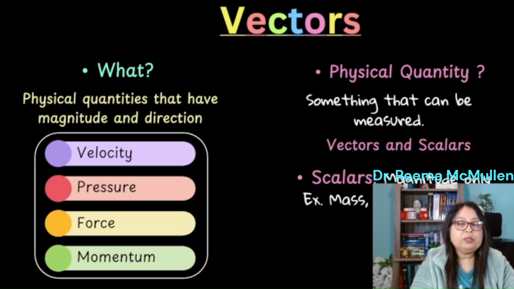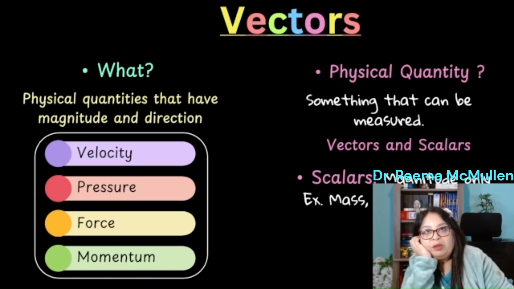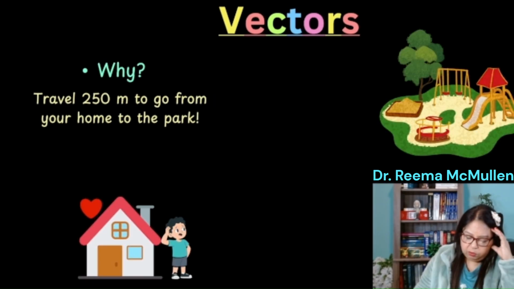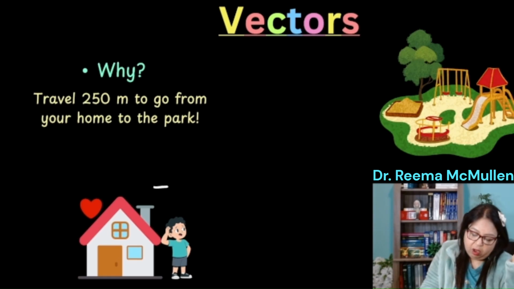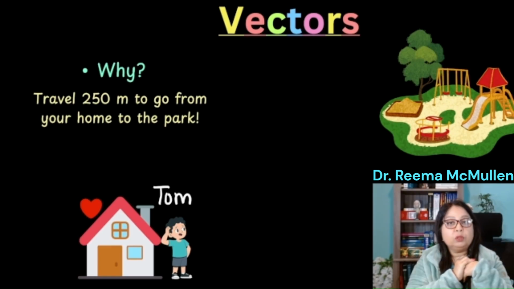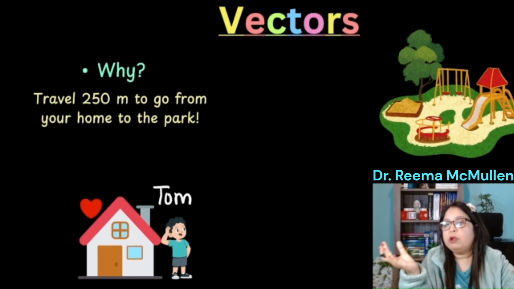Now the natural question to ask is, why do we need them? Why can't we just do without vector quantities? Well, let's see. So here on this slide, we have this little kiddo. What do we call him? Let's call him Tom. Why not? Tom wants to go from his home to the park. So the park is 250 meters from Tom's home. But how does he get there?